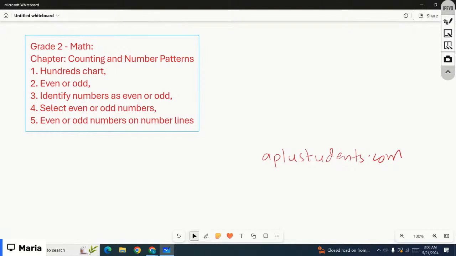Then you have to select math from the subject tab, scroll down to grade 2, and then click on view all lessons. There you can find a list of the chapters.